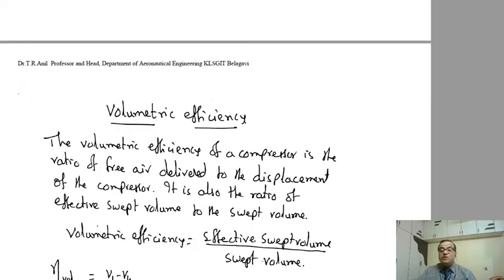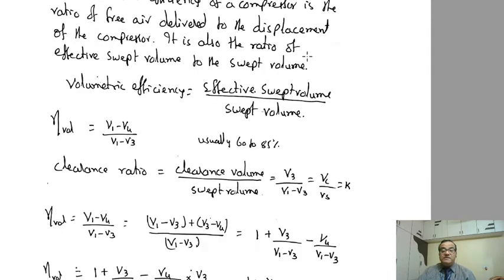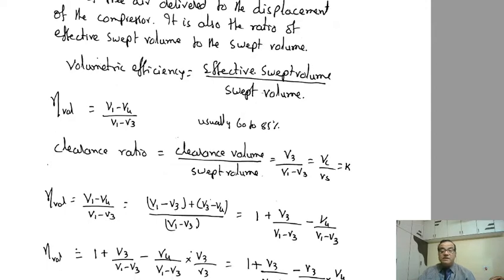Now we'll learn about volumetric efficiency. What is volumetric efficiency? The volumetric efficiency of a compressor is the ratio of free air delivered to the displacement of the compressor. It is also the ratio of effective swept volume to the swept volume. So the volumetric efficiency of a compressor is nothing but effective swept volume by swept volume. So what is effective swept volume?